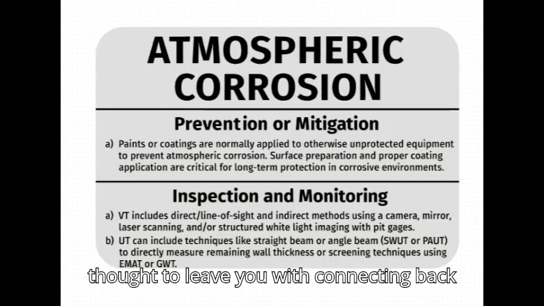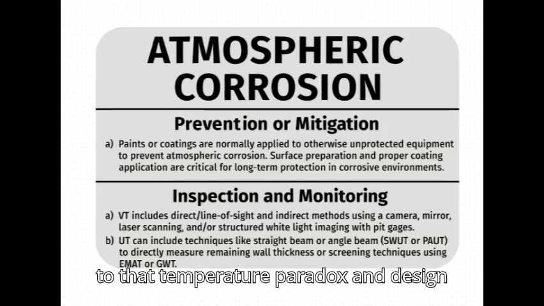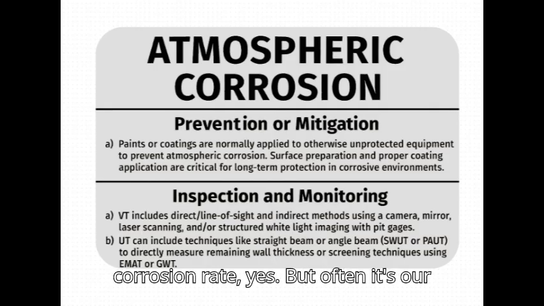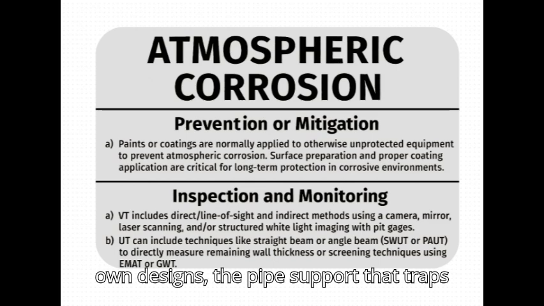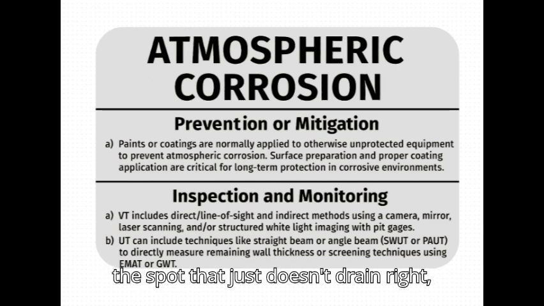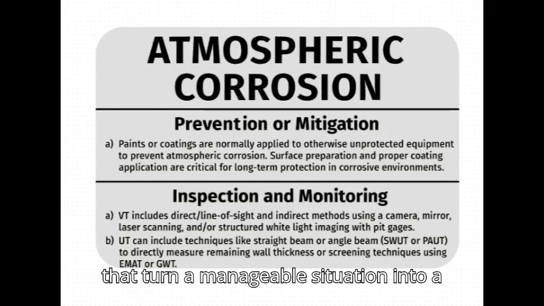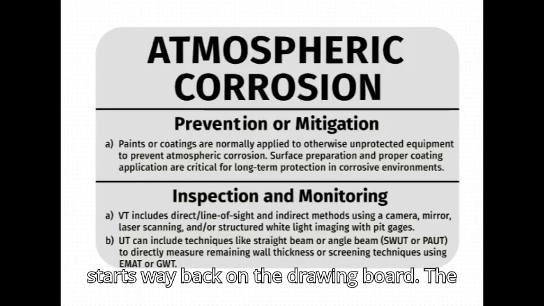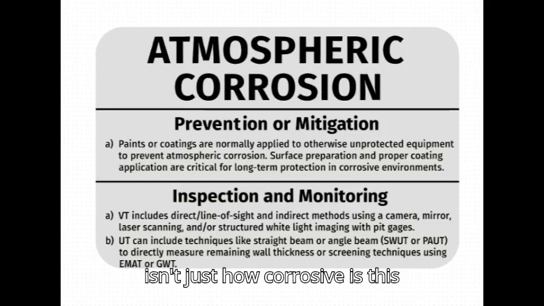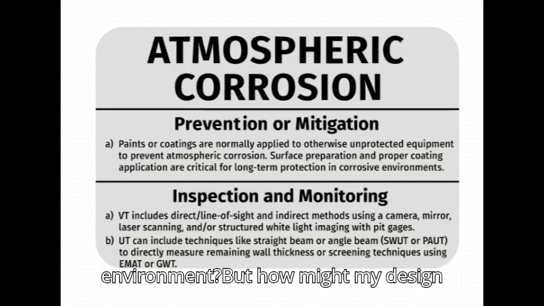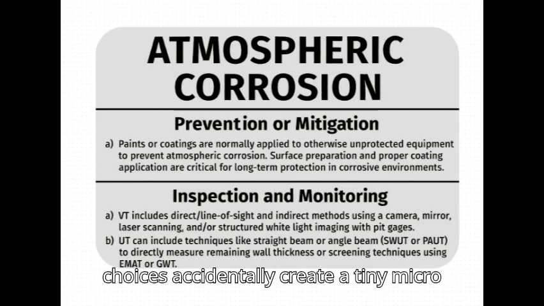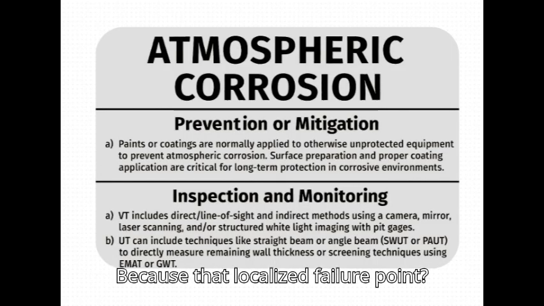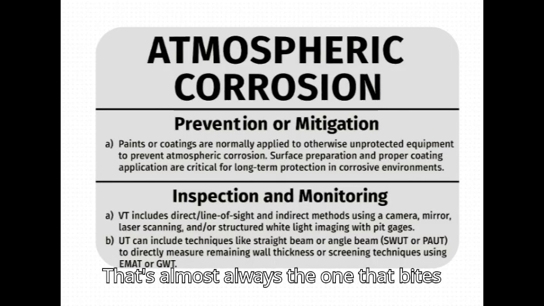And maybe a final thought to leave you with, connecting back to that temperature paradox in design. The environment sets the potential corrosion rate, yes. But often, it's our own designs, the pipe support that traps water, the poorly sealed insulation seam, the spot that just doesn't drain right, that turn a manageable situation into a localized disaster zone. It highlights how the battle against corrosion often starts way back on the drawing board. The crucial question for an engineer maybe isn't just how corrosive is this environment, but how might my design choices accidentally create a tiny microenvironment where corrosion can run wild? Because that localized failure point, that's almost always the one that bites you.